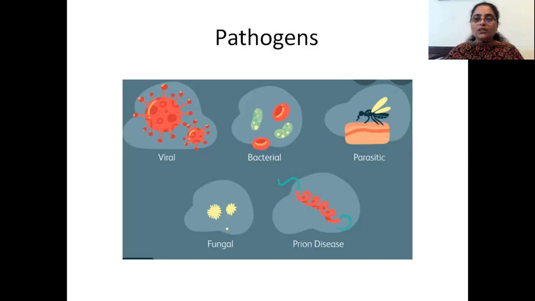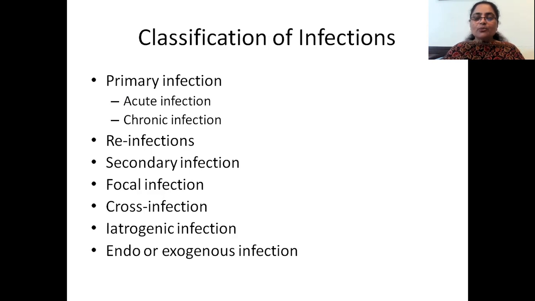One more, prion. Prions are unfolded proteins, mismatched proteins, and these proteins do not carry any genetic material, but they can directly damage our brain cells, host brain cells. So prions can also cause problems. Now, the classification of infections. What is infection? Infection is entry of a microbe. It finds a base where it can multiply. So it lodges itself and it multiplies.